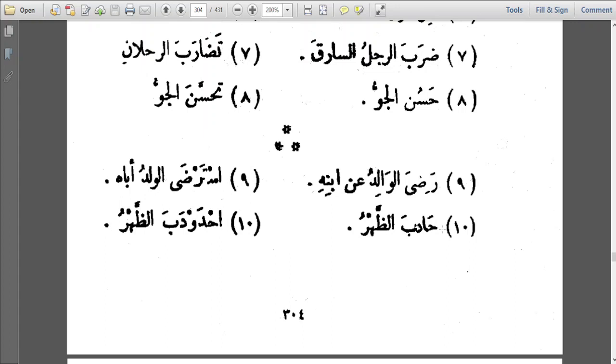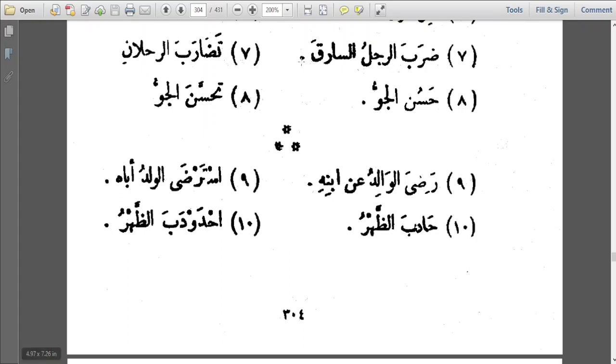Then we have hadaba az-zahru. The back has curved, has bent. Az-zahru is back. Hadaba bimana, it has become like a semicircle, to bend something like a bow. Ihdawdaba az-zahru. The back, human back like this, has become hunched. Okay, hunched back. So ihdawdaba az-zahru bimana, the back has become hunched.